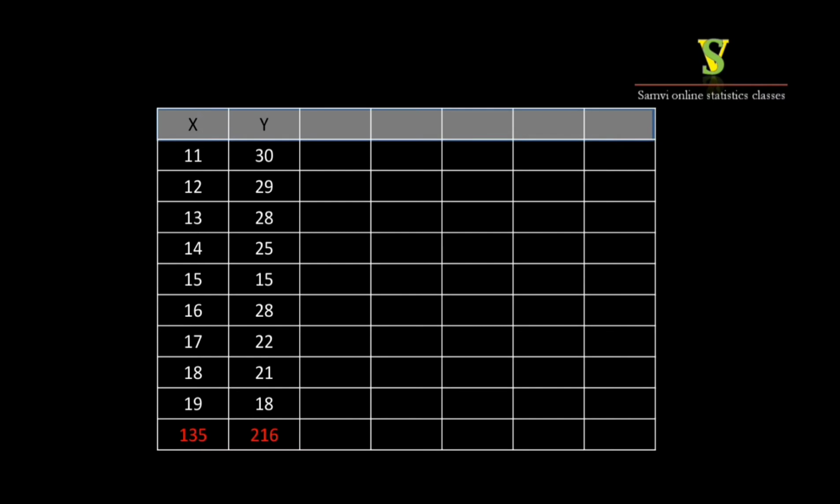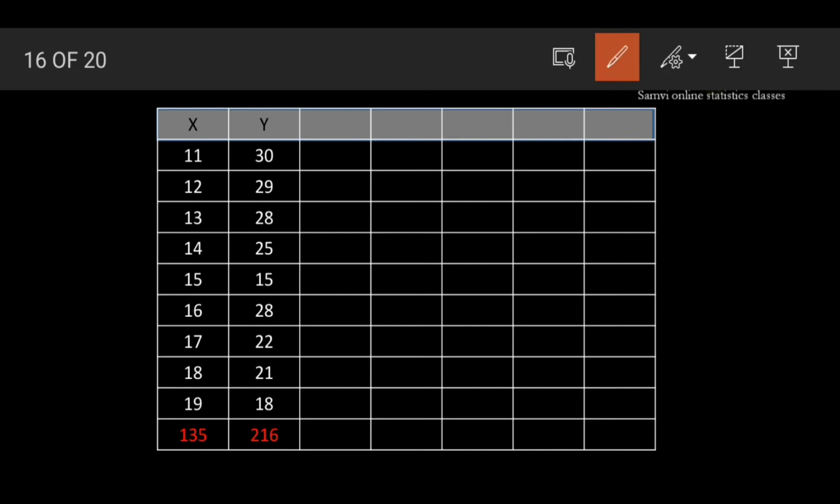So here, x, whatever values they are given, only that I have written here: 11, 12, 13, 14, 15, 16, 17, 18 and 19. And in y: 30, 29, 28, 25, 15, 28, 22, 21, 18. So now see here, the missing value I have written here. This is 28. Now you have to find out the totals. The total is 135 here and 216 here. But in this example, they have already given the arithmetic mean of x variable as well as y variable.